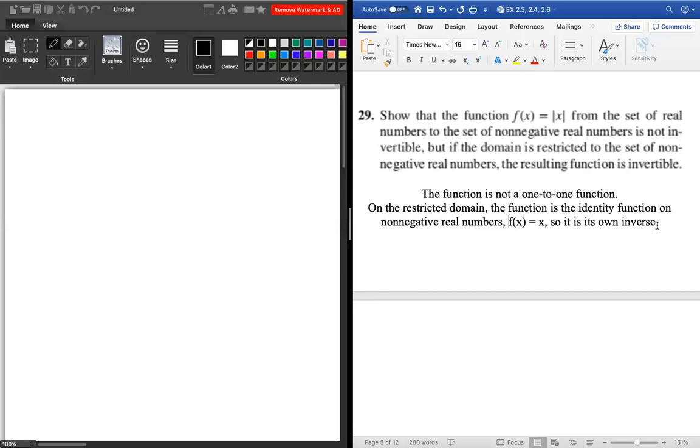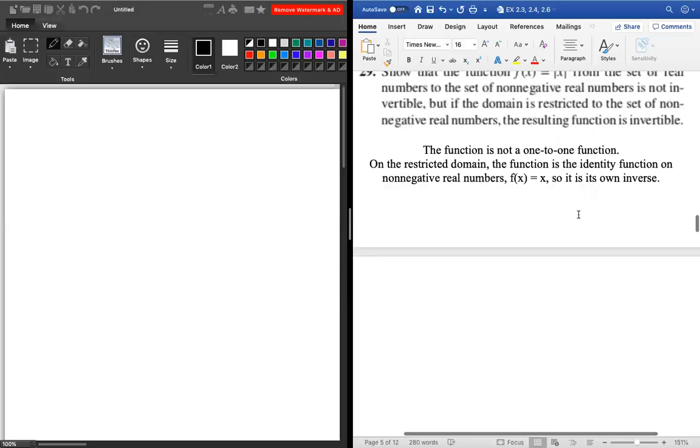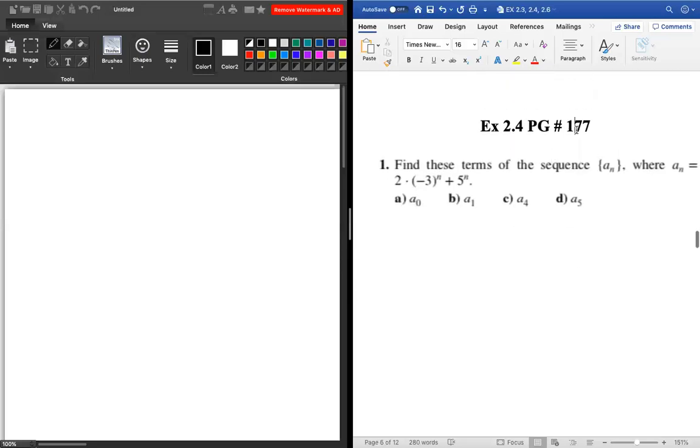Any questions? Right, if no question, let's move on further to exercise 2.4, which is on page 177, and it's based on sequences and series.